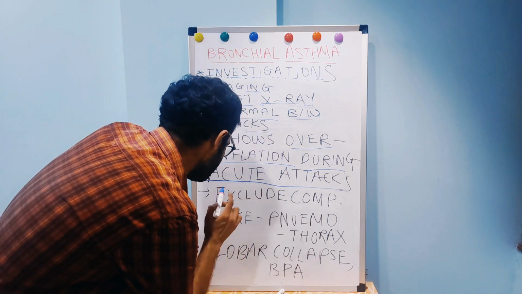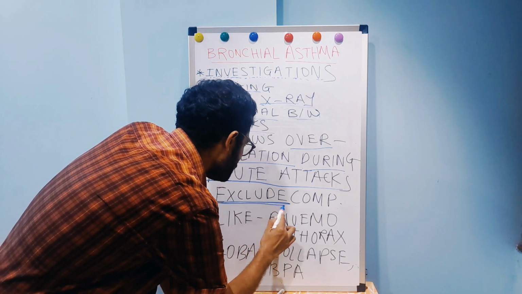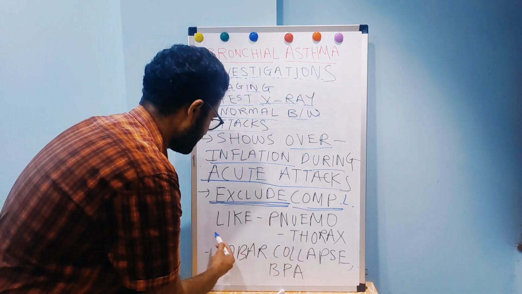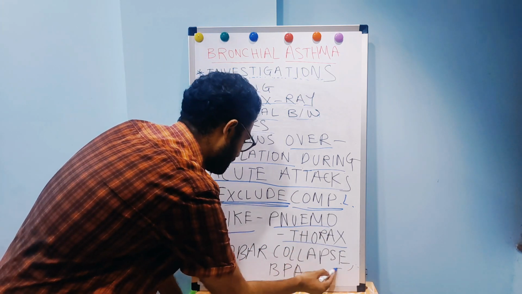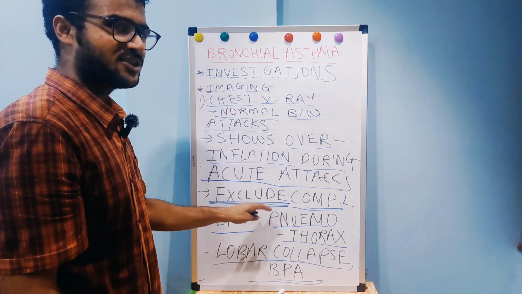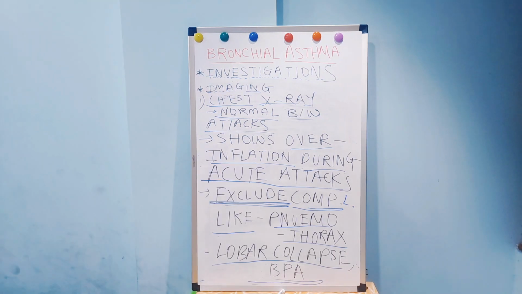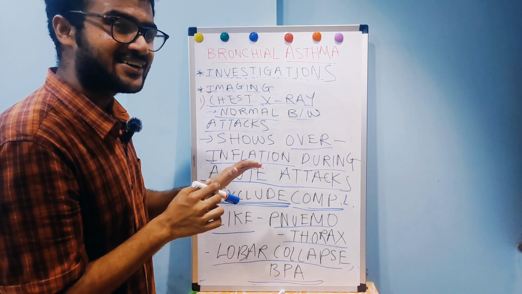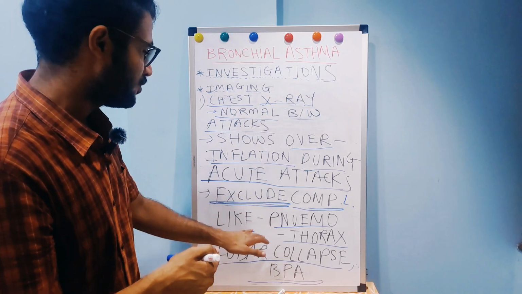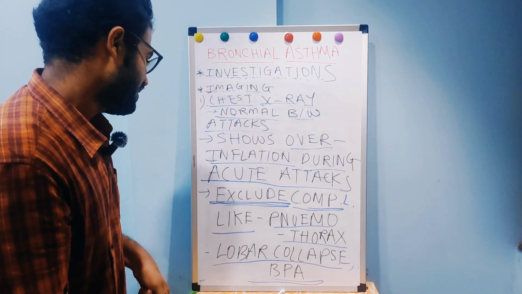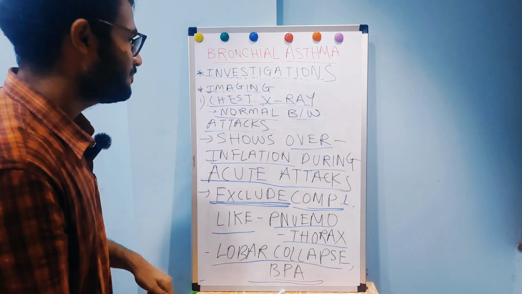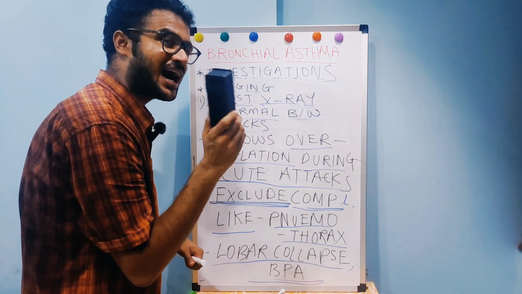So basically ये है chest X-ray. और एक और important part, it is useful to exclude complications like pneumothorax, lobar collapse, and bronchopulmonary aspergillosis. So ये diagnosis exclude करने के काम आता है. Pneumothorax is when air enters between the lung and the chest cavity, so there is lung collapse. And aspergillosis is a fungal infection. So basically this is about chest X-ray. Now I would be talking about high resolution CT.